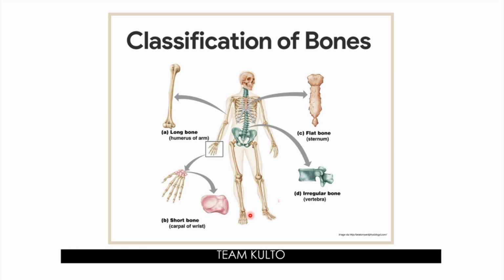Short bones, you guys, ito. Good example, carpal of wrists. Generally cube-shaped and mostly contain spongy bone o yung sesamoid bones, which forms within tendons. These are special type of short bones, you guys.